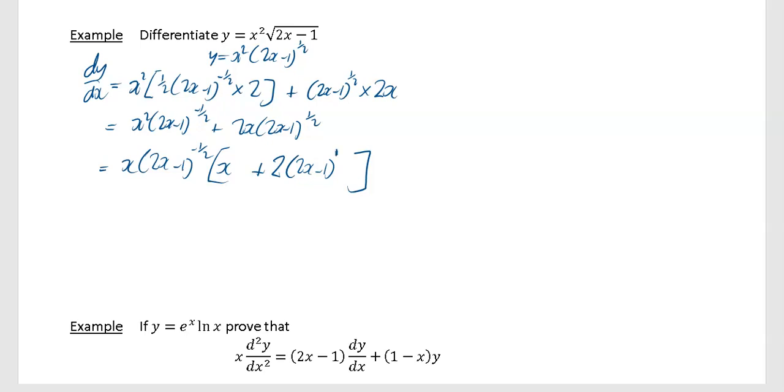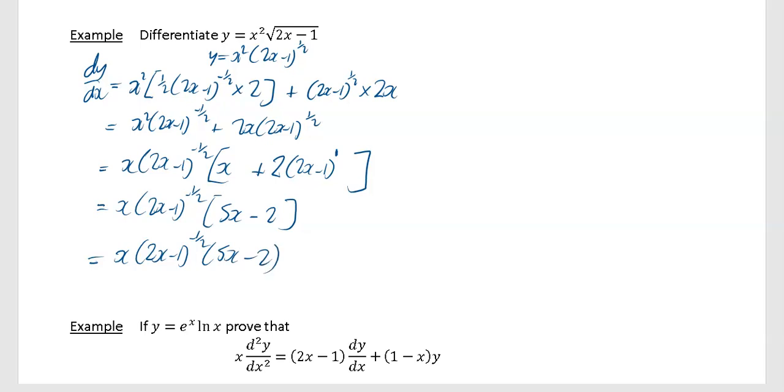I've written the 1 in here, but you don't really need it, just so that you can see why it is. So if you did (2x minus 1) to the power of minus a half times (2x minus 1) to the power of 1, it would take you up to (2x minus 1) to the power of positive a half. All we've got to do then is tidy up inside the square bracket. So it's x upon (2x minus 1) to the power of minus a half, and inside this square bracket is going to be x plus another 4x, which is going to be 5x, and then 2 times minus 1, which is minus 2. I'm just going to write that again, I just don't like having the square brackets. That's going to be (2x minus 1) to the power of minus a half times (5x minus 2).